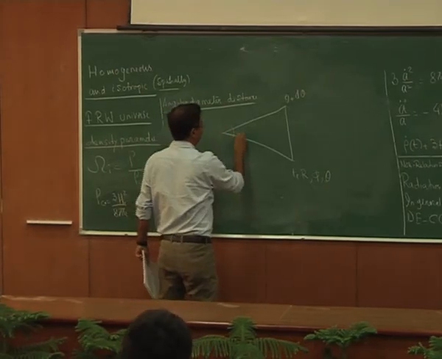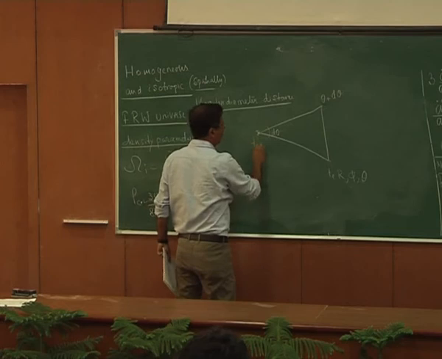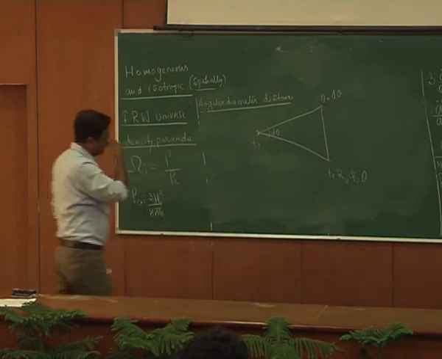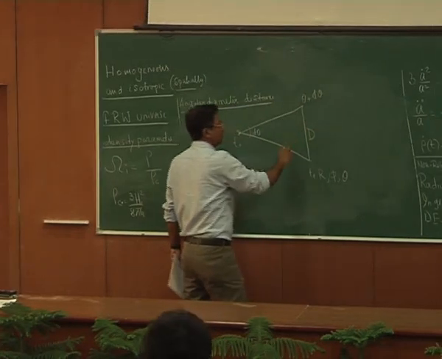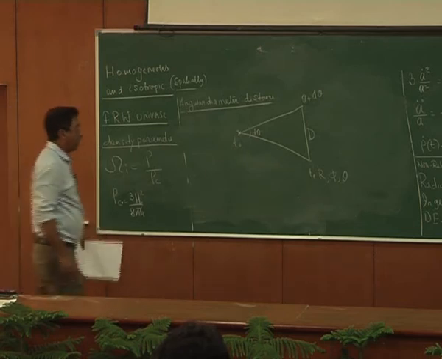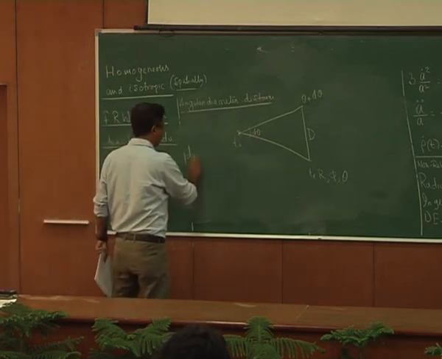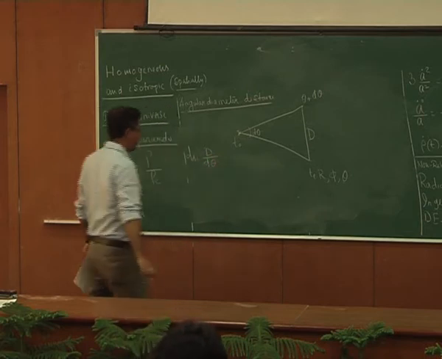So this is your d theta. You are here at, let's say, t equal to t naught, sitting over here. This is the length d of this rod that we have. So the angular diameter distance dA is this d by this d theta.